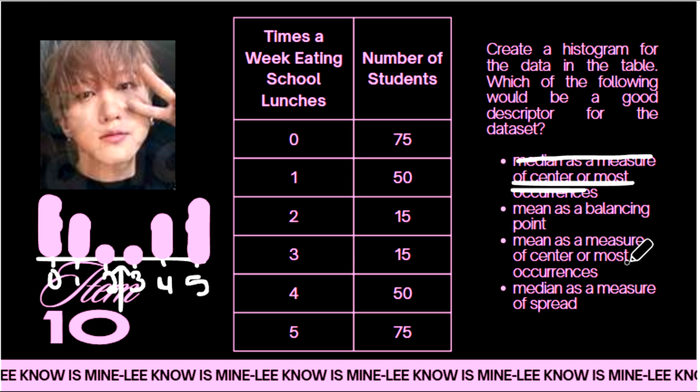Mean as a measure of center or most occurrences. Again, mean would work, but the most occurrences, I mean, this is kind of vague, so we're going to get rid of that. This one still makes more sense. Median as a measure of spread. This isn't even a thing. We've never talked about measure of spread, so this one has to be the correct answer.